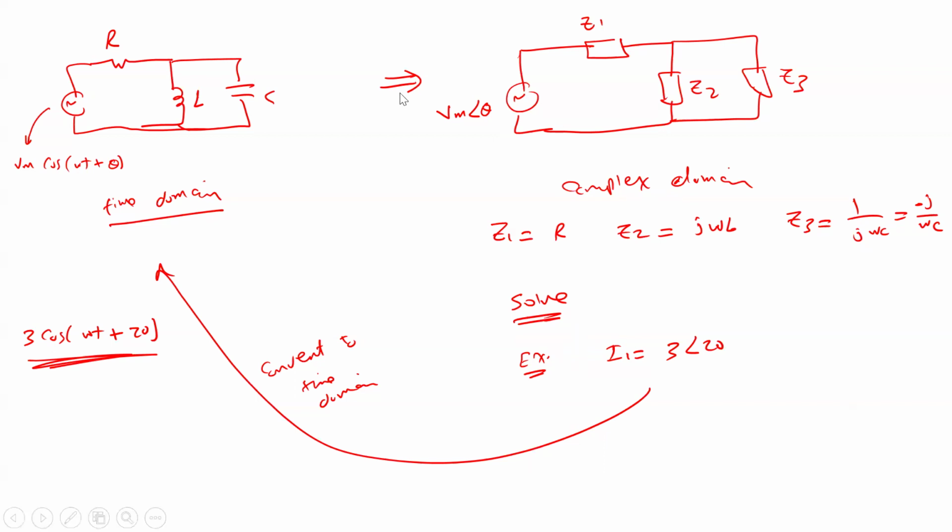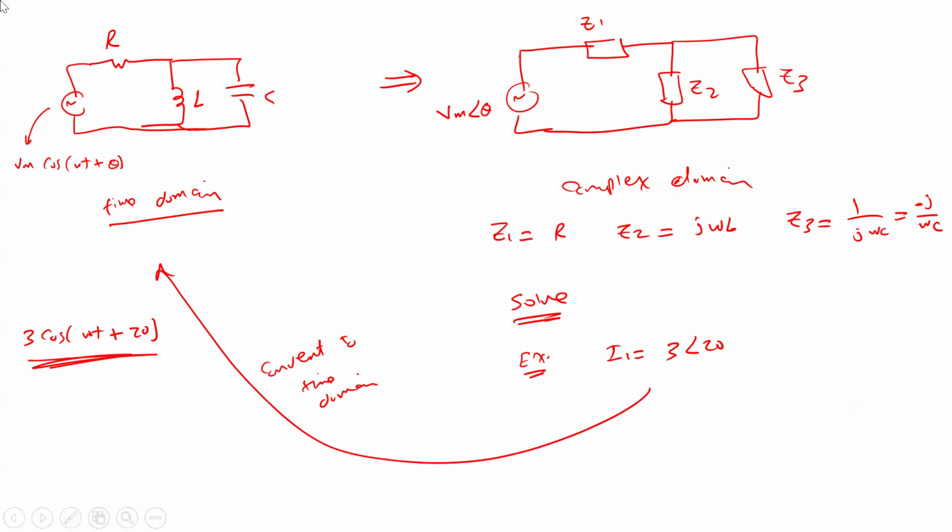So for example, in this conversion, Vm cosine(omega t plus theta), the way you convert it is Vm at angle theta, and we remove omega t just to make the calculation easier. There should be omega t, but there is no problem because when I go back to the time domain, I'm going to add it back. There is no need to keep omega t in the calculations, as long as I add it back.